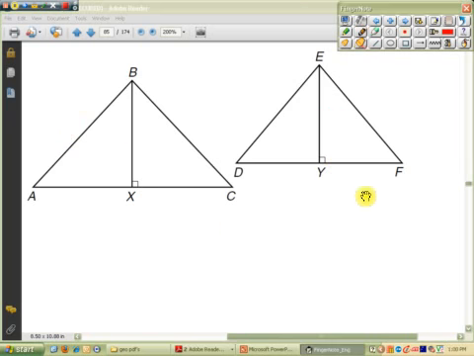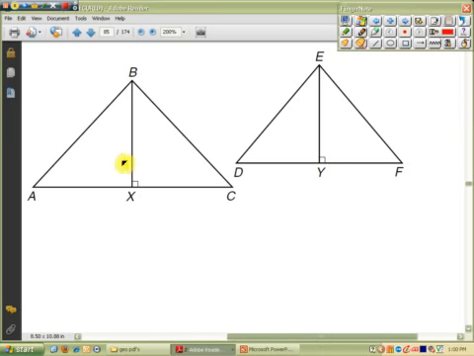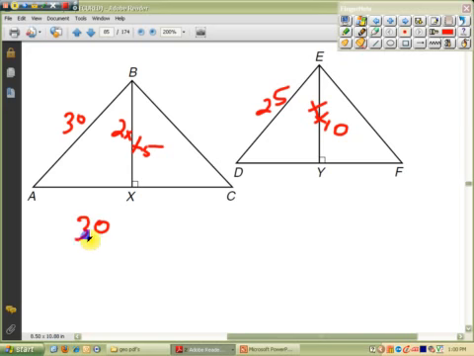Finally, number 6, we're using the same picture. This time AB is 30, DE is 25, BX is 2X plus 5. So this line now is 2X plus 5, and EY is X plus 10. So again, 30 over 2X plus 5 equals 25 over X plus 10.